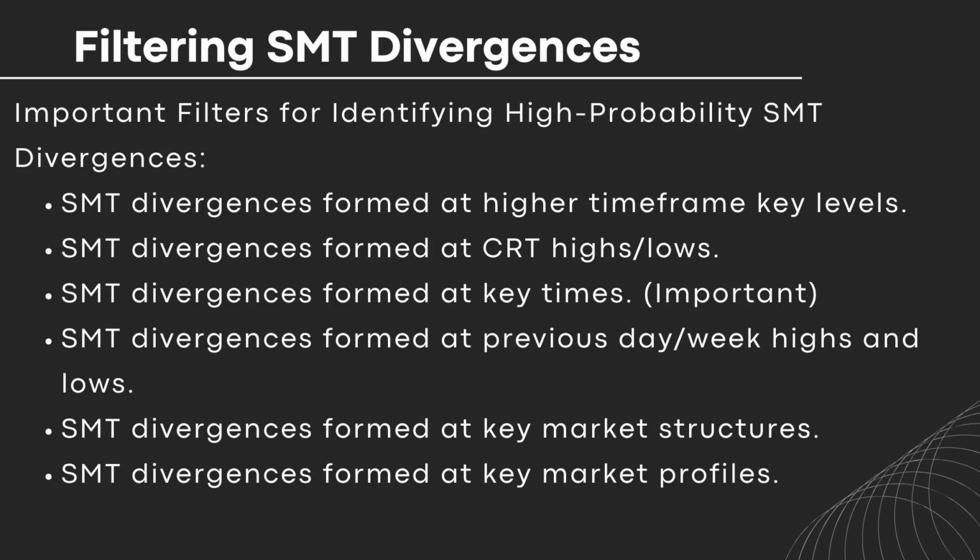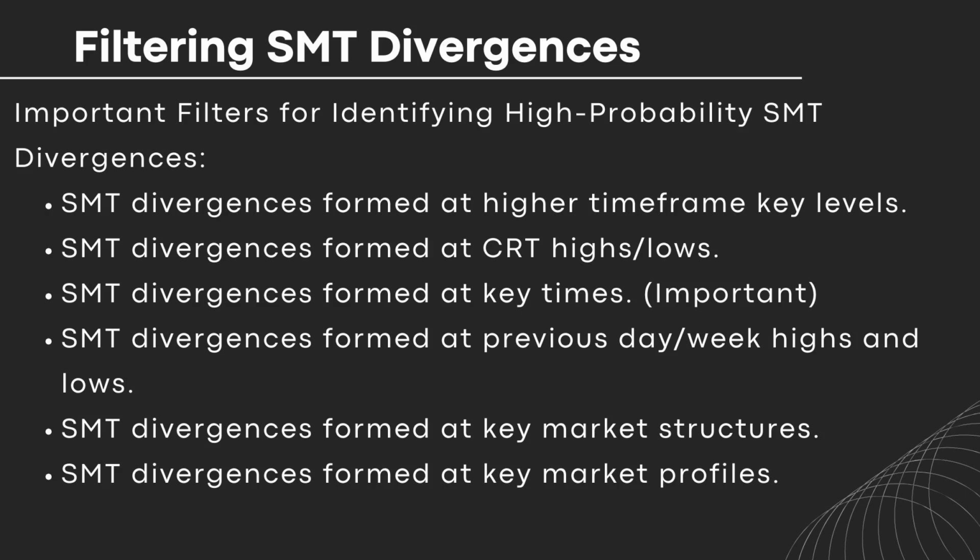high probability SMTs are formed at key market profiles. What I mean by that is that the best SMT are formed during certain profiles, right? Such as the manipulation profile and the reversal profile. Price tests a key level, and then that particular market profile, such as the manipulation profile or reversal profile, occurs at a key time such as the London Open or New York Open, and with that it also tests a key level, and then there is an SMT there.